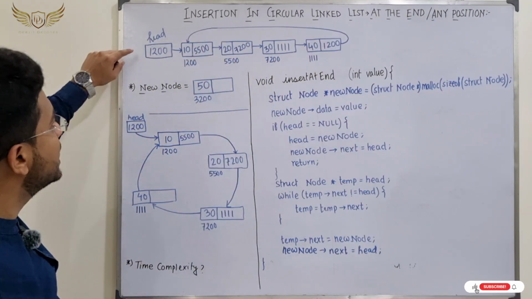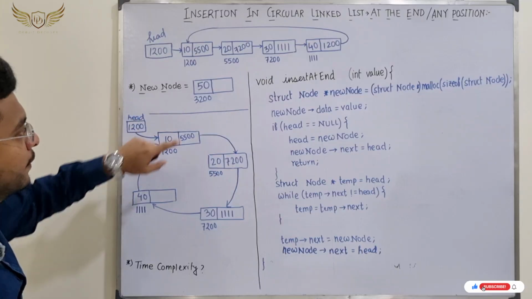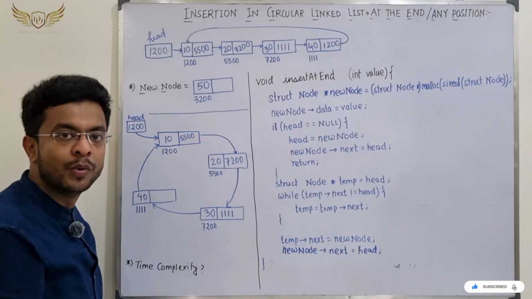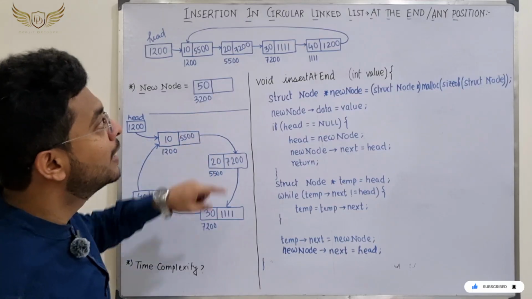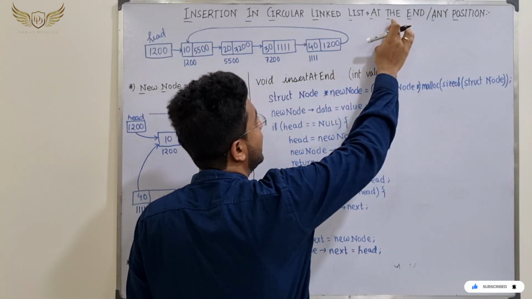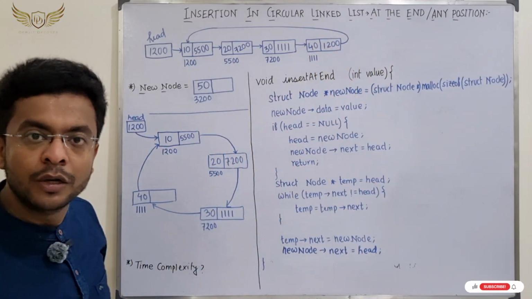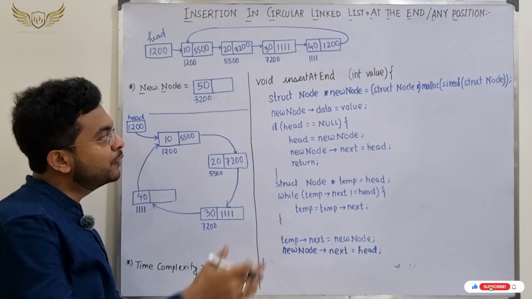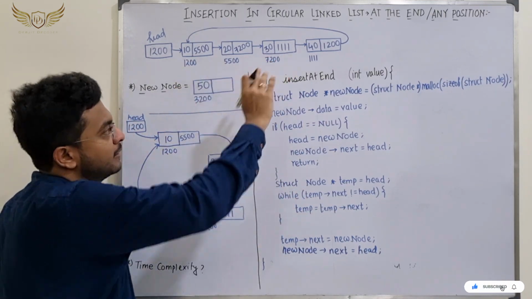So suppose this is the circular linked list already existing. Cool. Now if we want to insert this node, say 50, which is at memory location 3200, we want to insert this node where? At the end of this linked list. Cool enough. Now if we want to do that, how to do it? So before seeing the code, let's just understand it here.